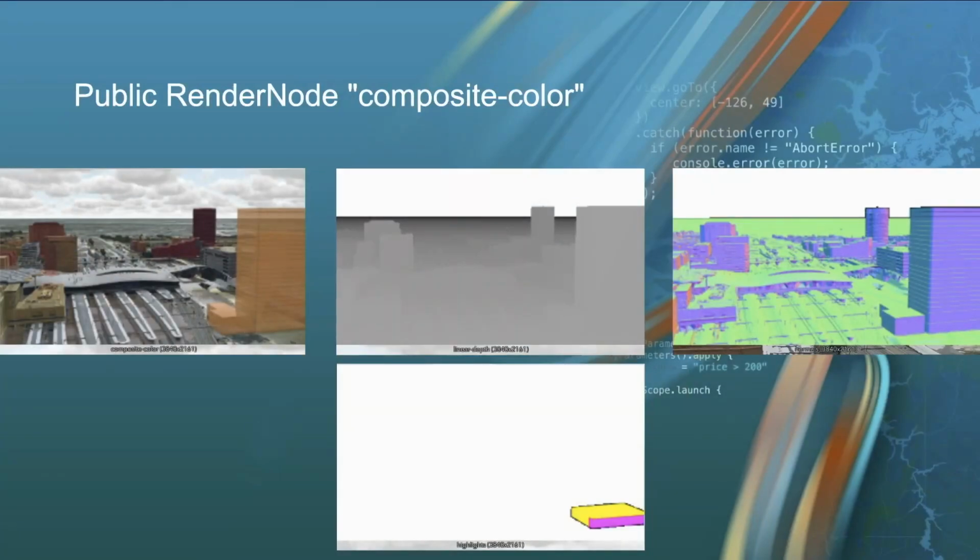And this is the last RenderNode endpoint we publicly released for this release. For that one, you have one additional input buffer, which is the highlight buffer. And the highlight buffer is currently binary information of what objects in the scene are highlighted.